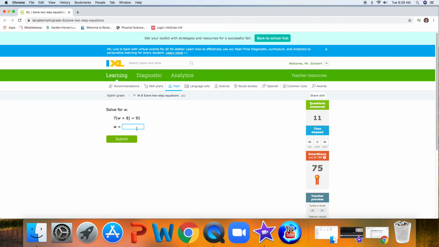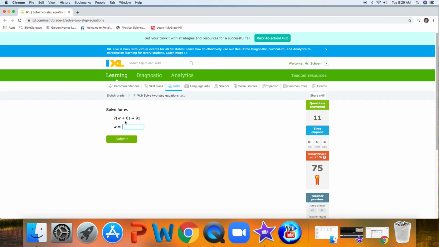Here's an example of having to solve with the distributive property before getting into the two-step equation. Anytime you have parentheses, you're going to use the distributive property to multiply what's on the outside by what's on the inside. So you're going to have to set this problem up before you can use the two-step method. Here you would multiply the 7 times the w. That would give you 7w. And then you would multiply 7 times 8, which would give you 56. So 7w plus 56 equals 91.